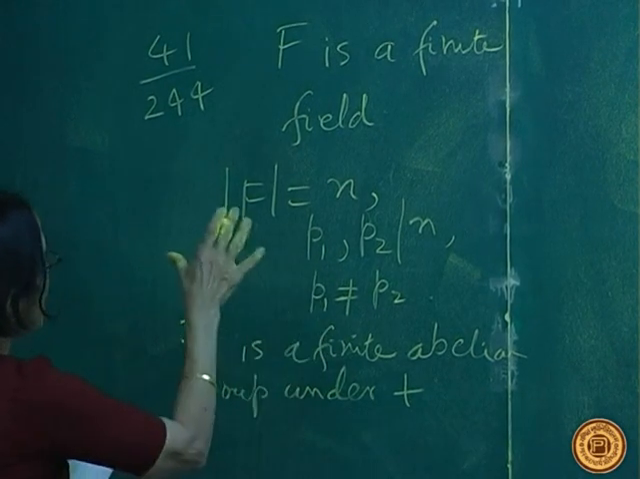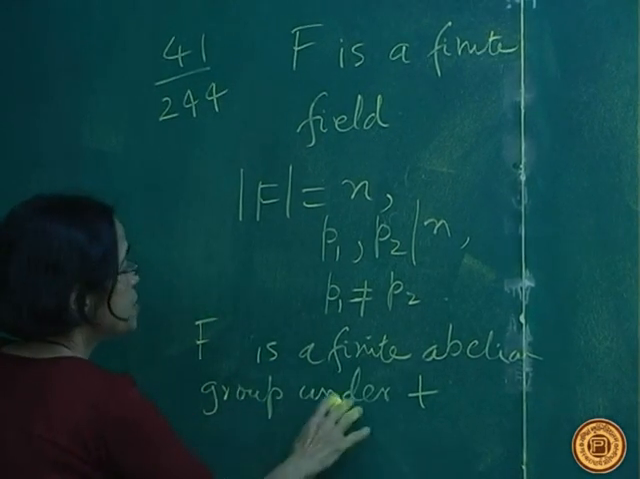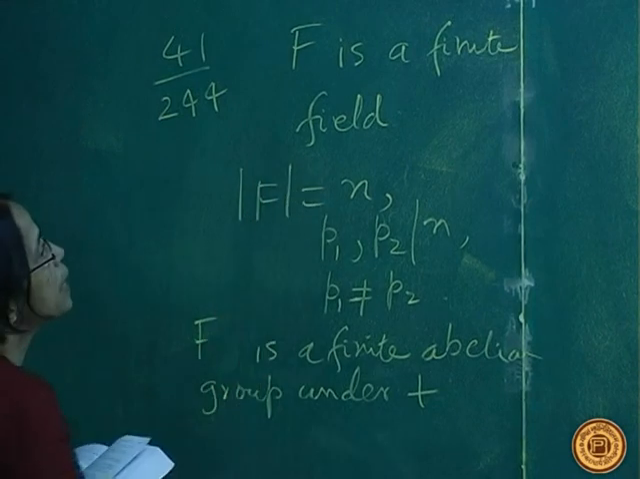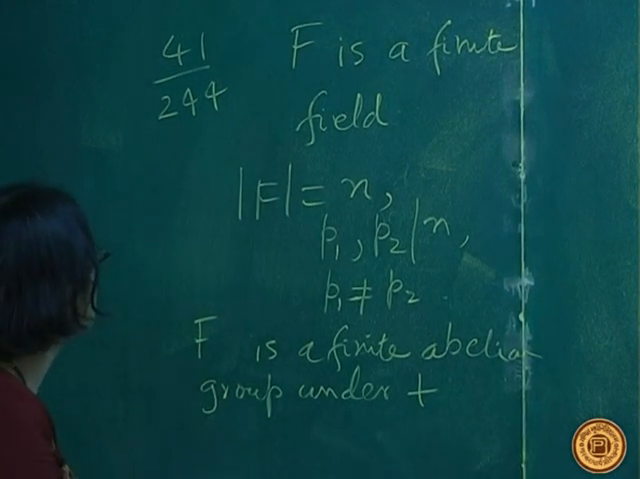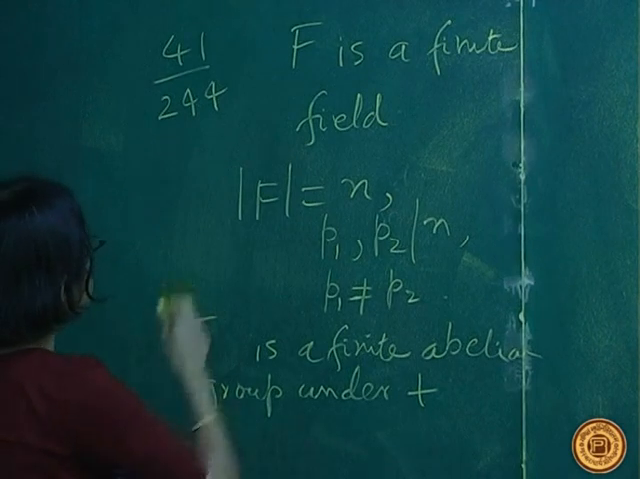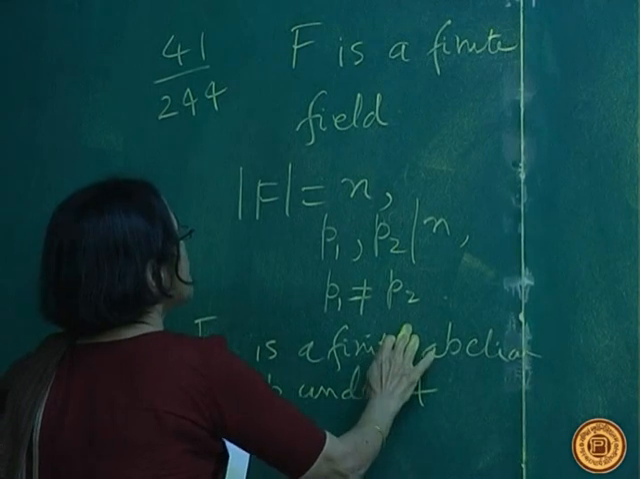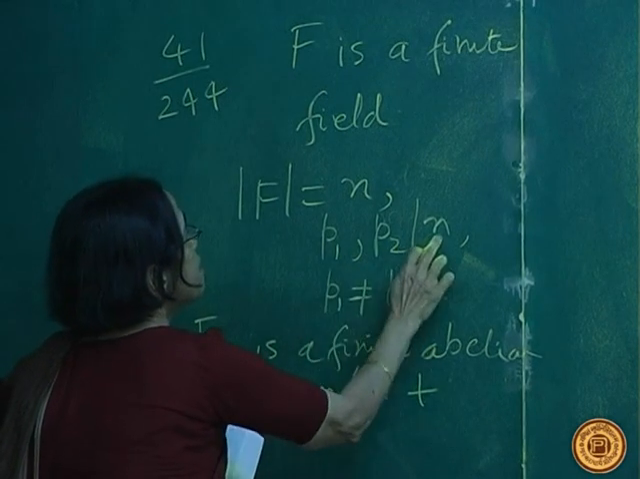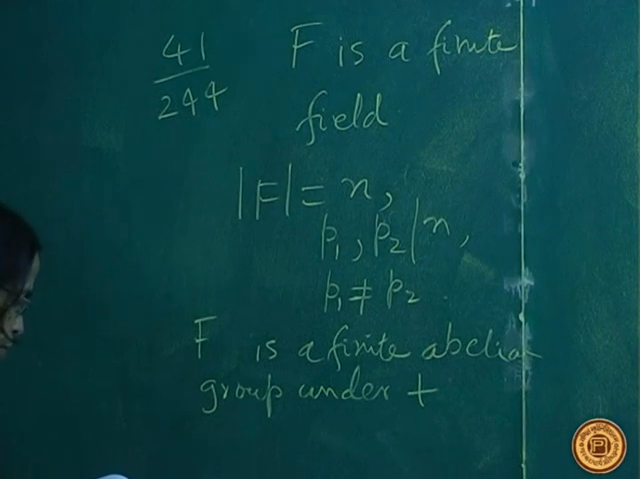So you have to look up the theory of finite abelian groups and the structure, and then apply what we have learned, and you will be able to show that this is not possible. You will run into a contradiction if two different primes divide n. Okay? I want you to try it now on your own.